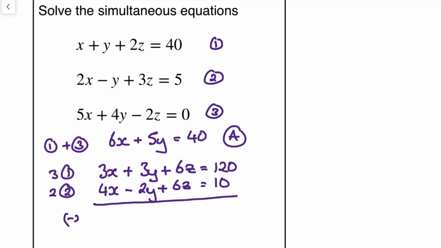So 4x minus 3x is x, minus 2y minus 3y is minus 5y, 6z cancels with 6z, and 10 minus 120 is minus 110. That's not necessarily the nicest of equations, but that's fine, that will do. The point is, A and B are both now in terms of x and y only. So I can think about what to do here.